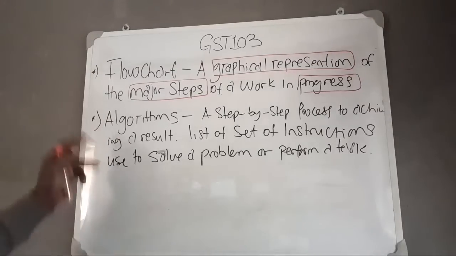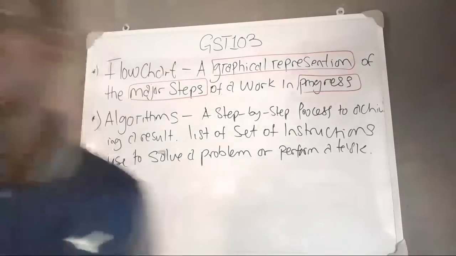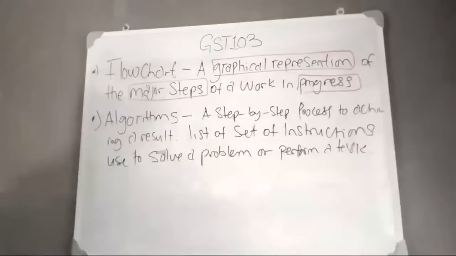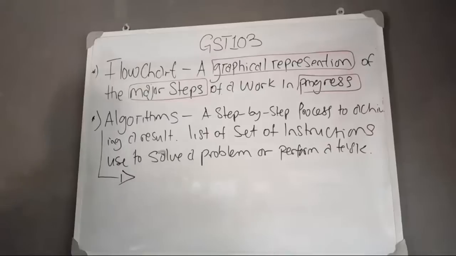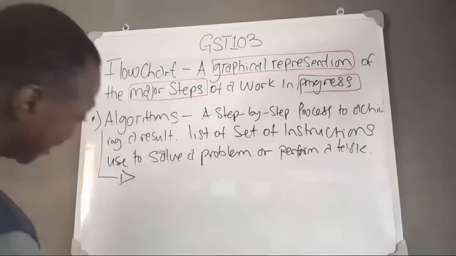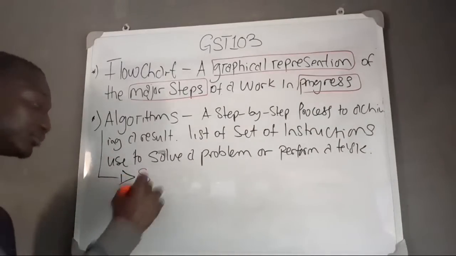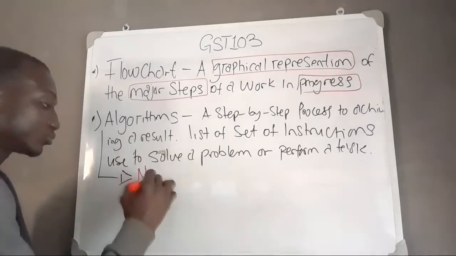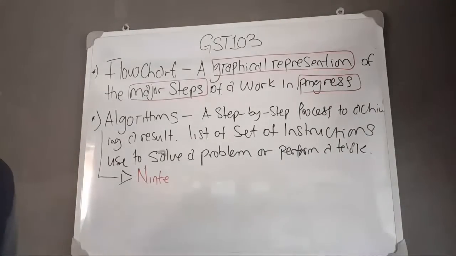So now, one thing you should also know about algorithm is that algorithm is named after a scholar in the 19th century called Abu Jafar Muhammad. What's his name again? Abu Jafar.